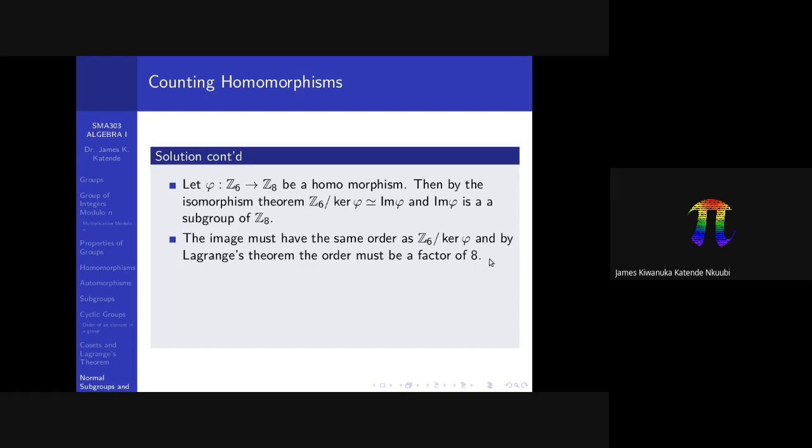right? Since you already know the possible kernels, we can find the index of each kernel, or rather the number of distinct left cosets, which will be 1, 2, 3, and 6, depending on which subgroup of Z6 you pick as a kernel.